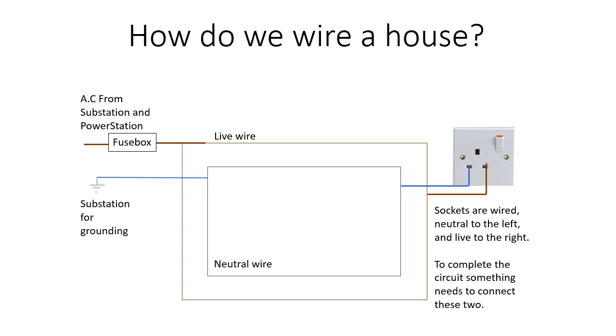This means anything plugged into the socket will now make contact with both the live wire and the neutral wire. This will allow electricity to enter through the live wire, power the device, leave through the neutral wire and complete the circuit at the substation.